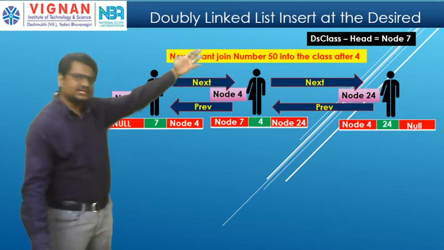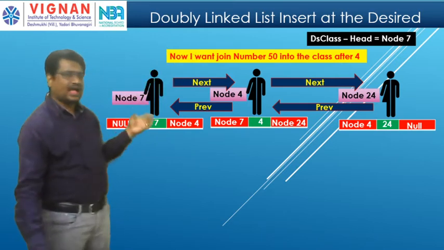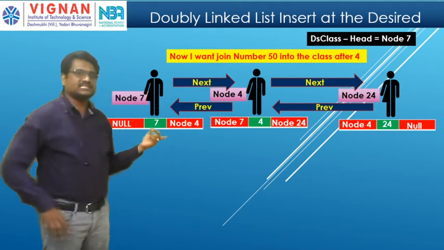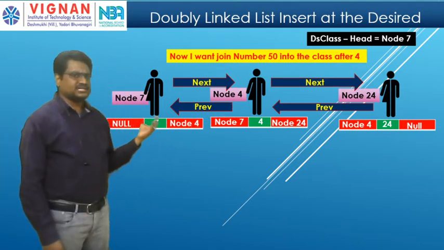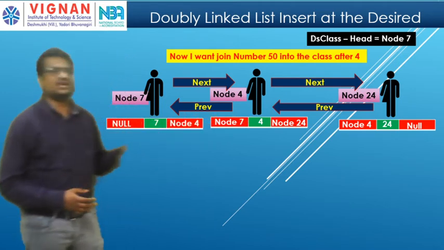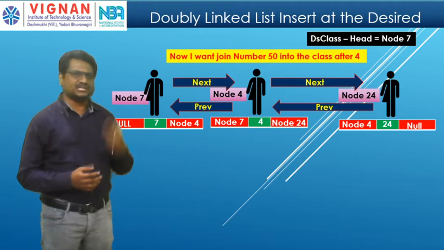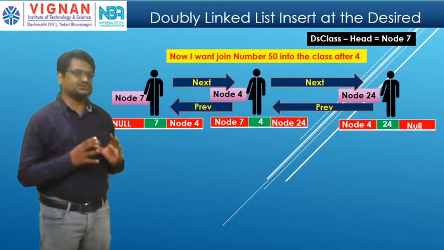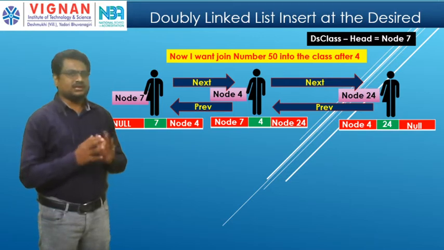So here, check, the head node is node 7. I have some elements here. Node 7 is here. You can say the roll number 7, roll number 4, roll number 24. These three elements, or three students, are available in the DS class. So now, if I check, I already have some students in my class.